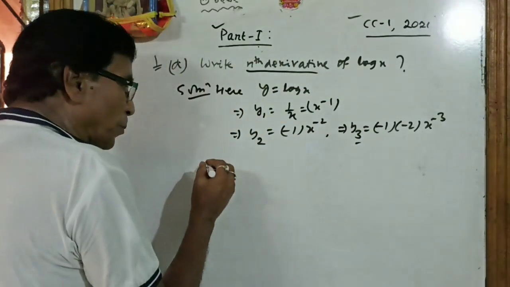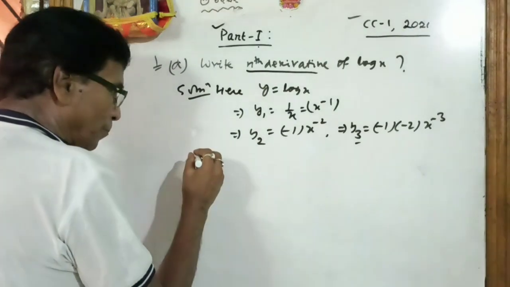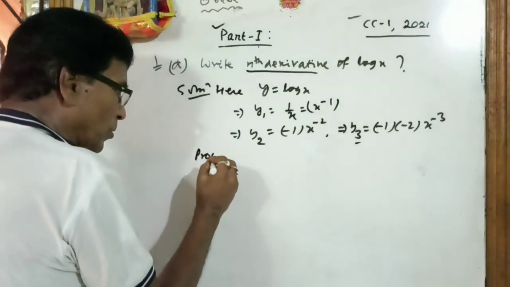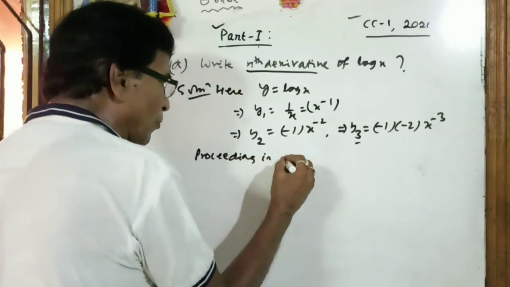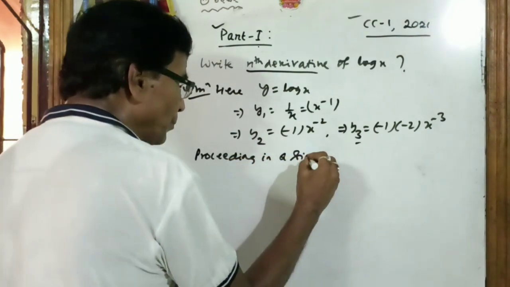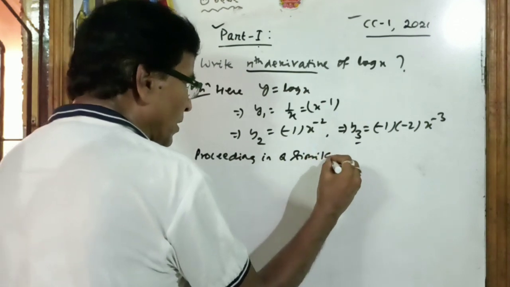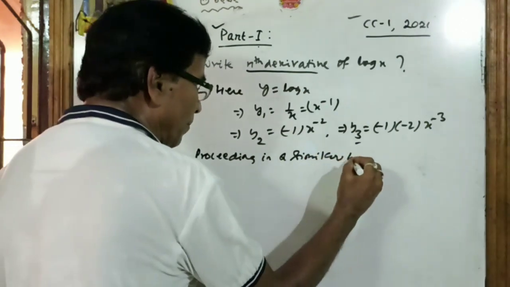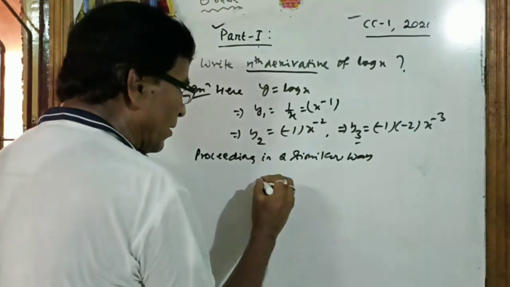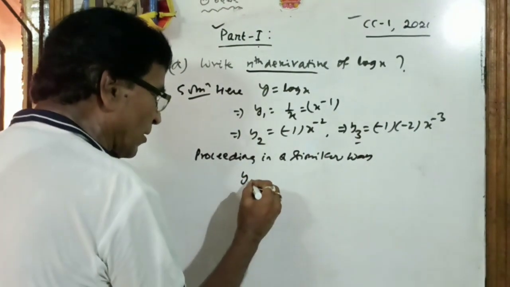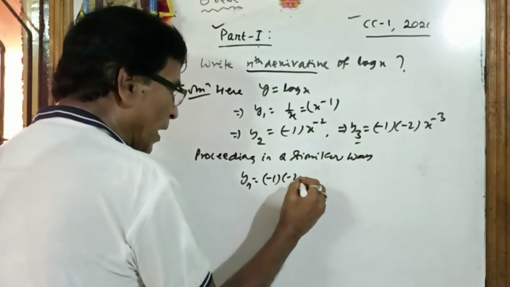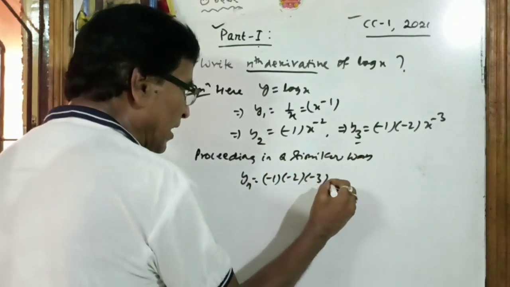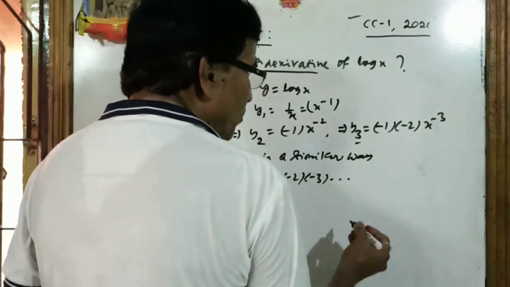So proceeding in a similar way, we get the nth derivative y subscript n, that is equal to minus 1 into minus 2 into minus 3 up to minus of n minus 1, into x to the power minus n.